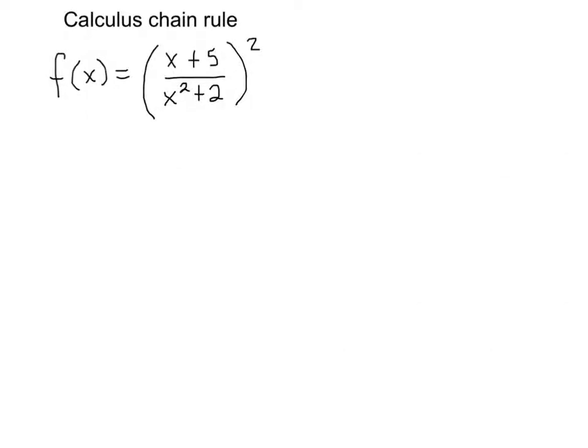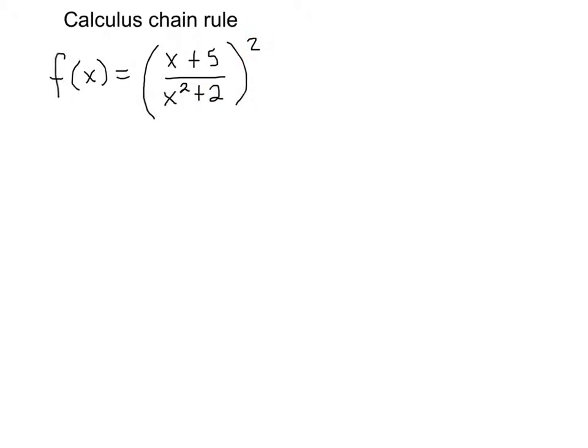So we've got another chain rule example. In this example, I've got the function f of x equals, in parentheses, x plus 5 over x squared plus 2, and that's all raised to the second power. And so the way we've got to think of this is that what's inside here is the inside, and this exponent is the outside.